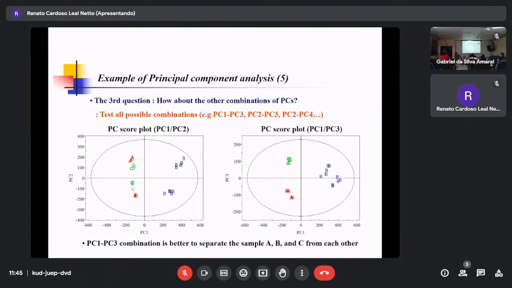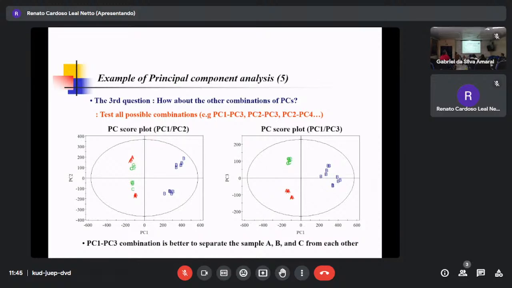C is separated from A by PC2 and PC3. So this one is PC3. But in this case, what's the PC2 effect? Batch effect, right? So PC2 is related to the batch effect, spring and autumn. PC1 is a B effect, and PC3 is a C effect. Something like that, you can divide.